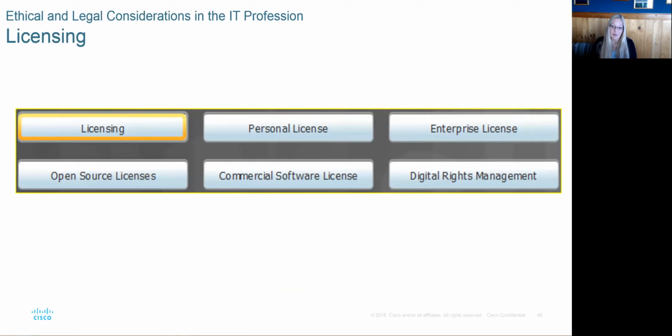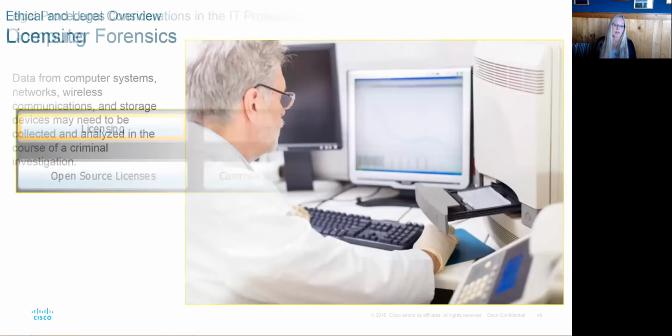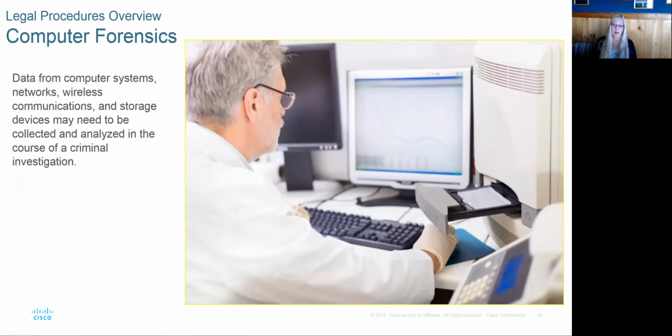So let's talk about licensing. It's illegal to use licensed software without the appropriate license. So a personal software license is an end user license agreement, the EULA, and an enterprise license is a software license that the company has for its employees to use, and usually there's a volume licensing agreement with that. Open source licensing is a copyright license for software that allows developers to modify and share the source code that runs the software. So there's lots of different things to consider there.